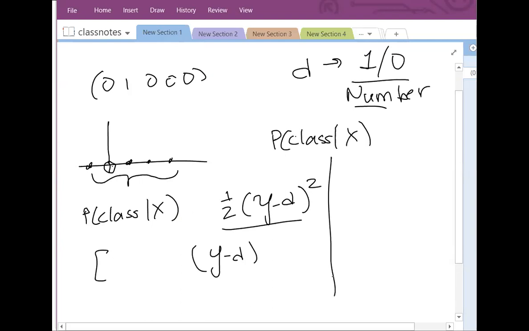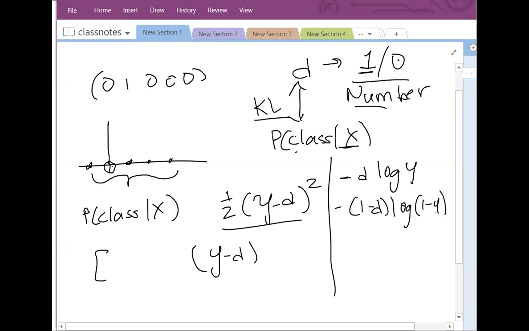Whereas if you think of this as a probability and that you want the network to assign a probability of 0 if the training input is not from the class, and a probability of 1 if the training input is from the class, then a much more reasonable divergence function is going to be the Kullback-Leibler divergence between these two, which is given by minus d log y minus (1 minus d) log (1 minus y). This is where we left off in the last class. Now let's take a look at how this works.